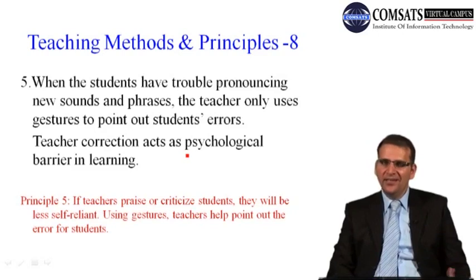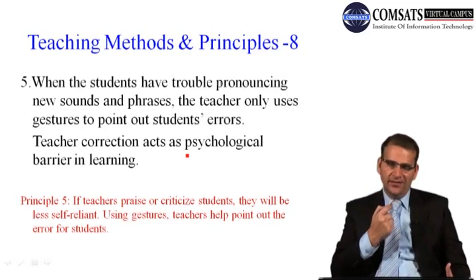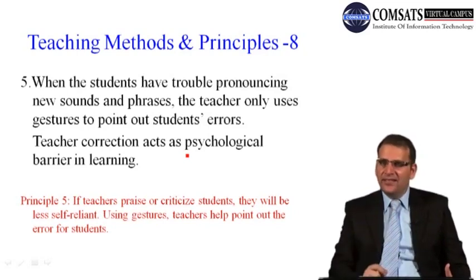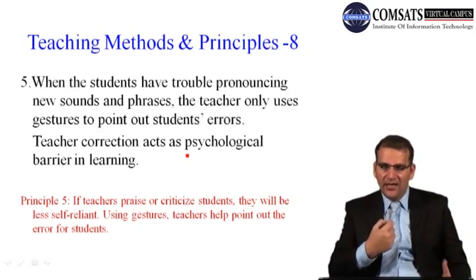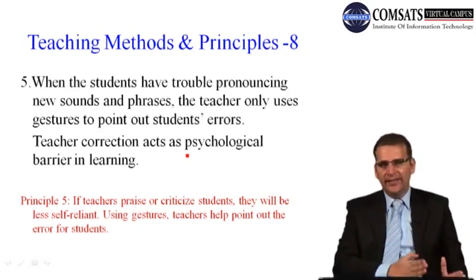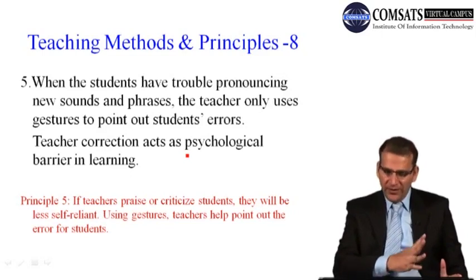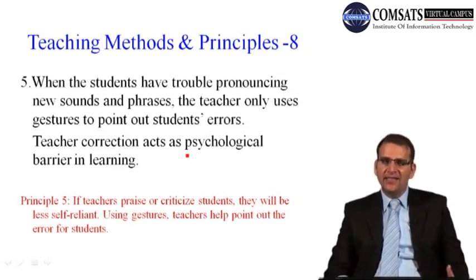So here, this is what the teacher does. He uses gesture. If the student says A instead of O, the teacher rounds his lips, in fact. Is that clear? And others also correct. Other students also correct. So that's why teacher correction acts as a psychological barrier in learning, in fact.